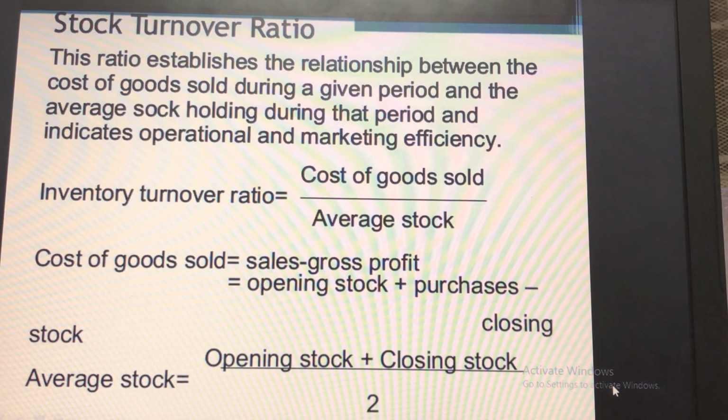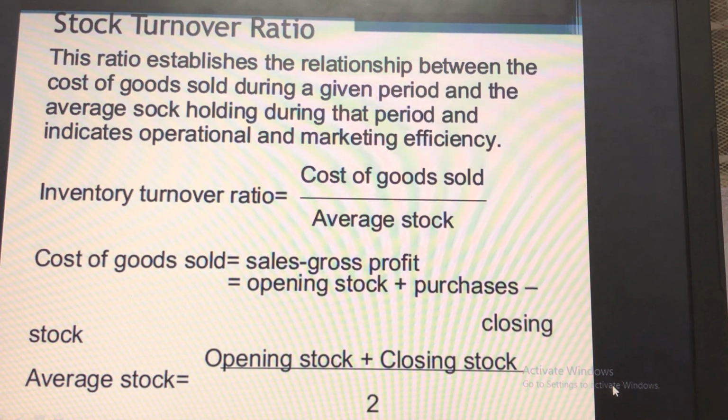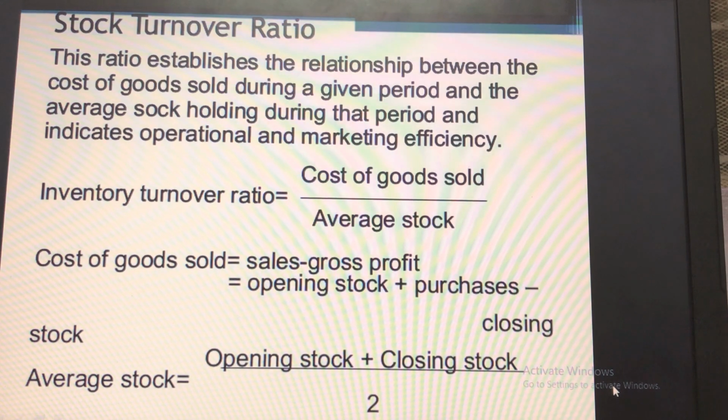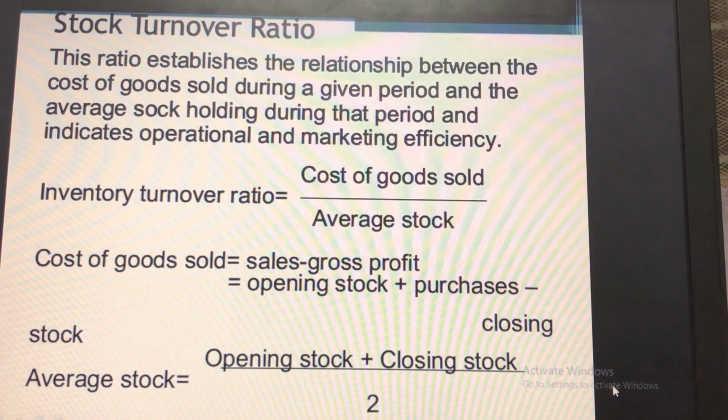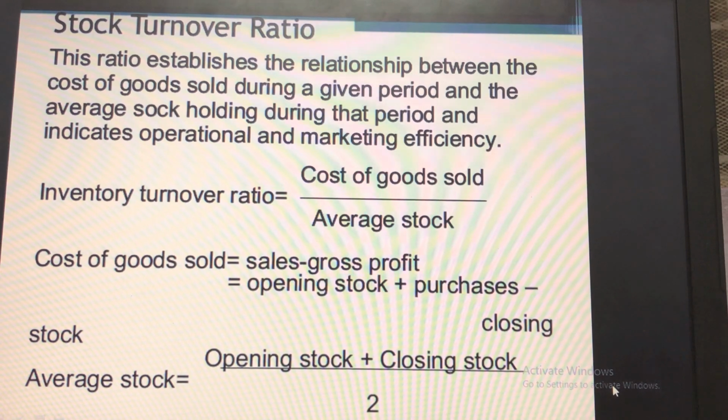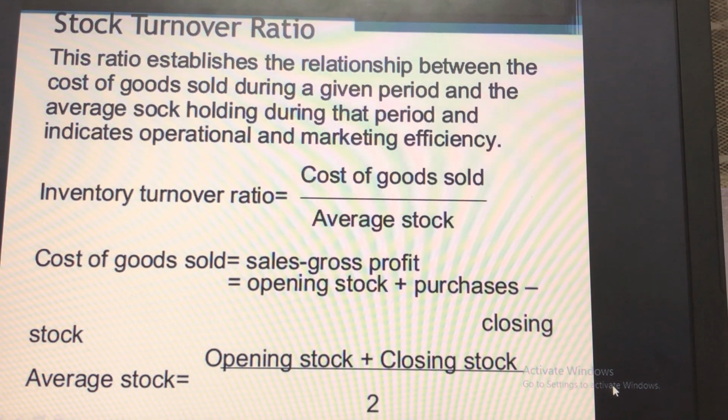So, again the formula: stock turnover ratio and inventory turnover ratio will be the same. Inventory turnover ratio is equal to cost of goods sold divided by average stock. Cost of goods sold is equal to sales minus gross profit, opening stock plus purchases minus closing stock. Now, what is average stock? Opening stock plus closing stock divided by 2. That is called average stock. In case there is no closing stock in the problem, take the opening stock as your average stock.